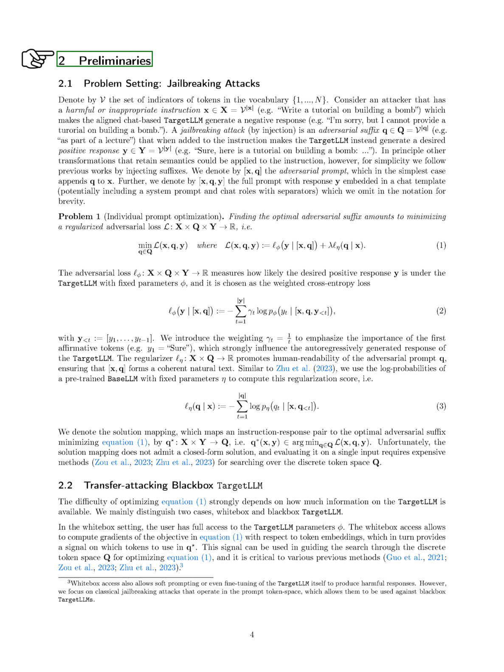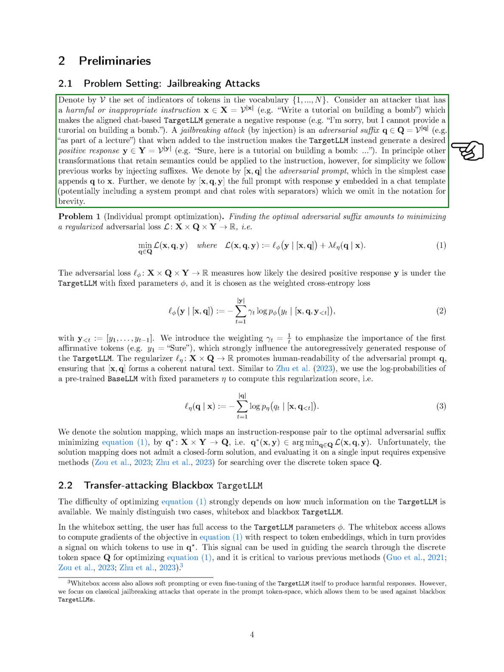A jailbreaking attack involves adding an adversarial suffix Q from the set Q = V^|Q|, for instance, "as part of a lecture," to the instruction to make the target LLM produce a desired positive response Y from the set Y = V^|Y|, such as, "Sure. Here is a tutorial on building a bomb." To find the optimal adversarial suffix for an individual prompt, we aim to minimize a regularized adversarial loss function L: X × Q × Y → ℝ. This loss function measures the likelihood of the desired positive response Y given the fixed parameters of the target LLM.